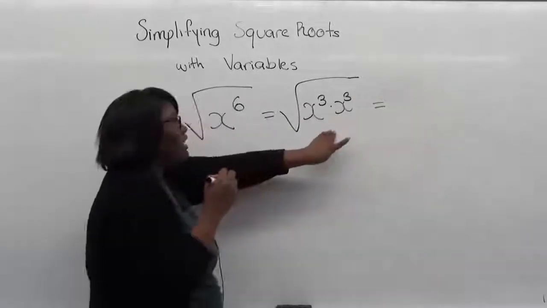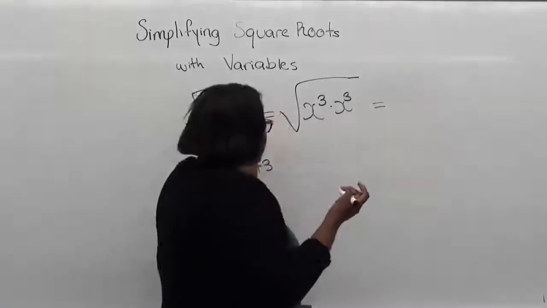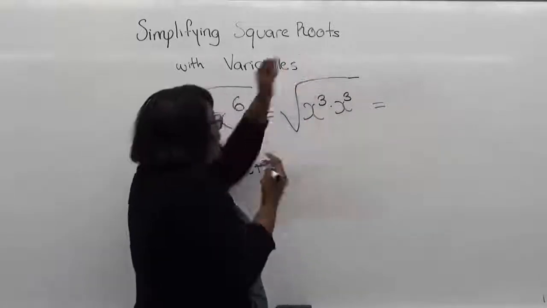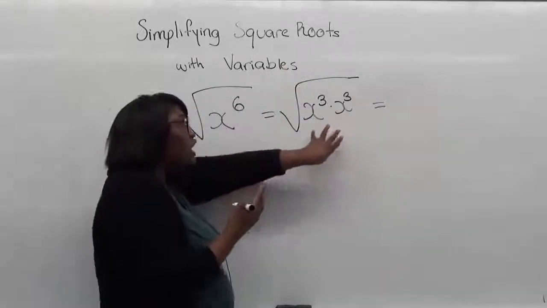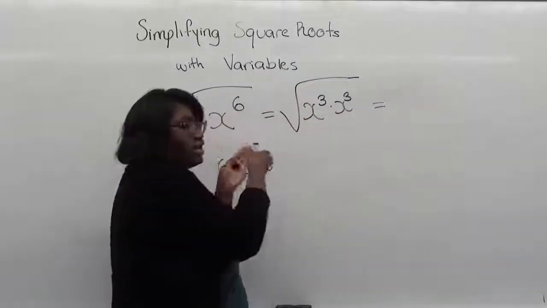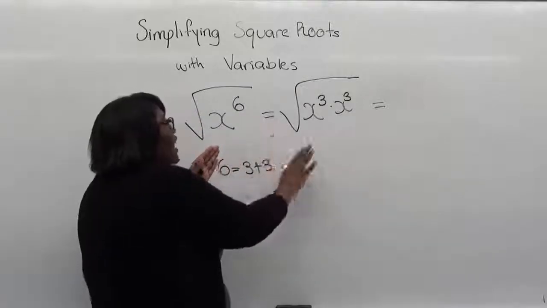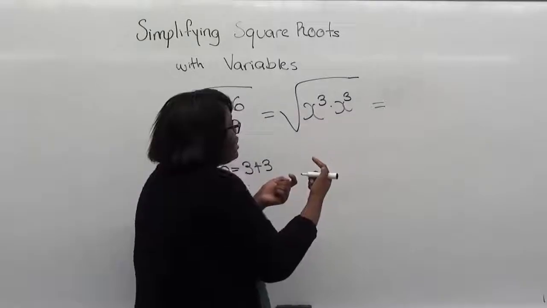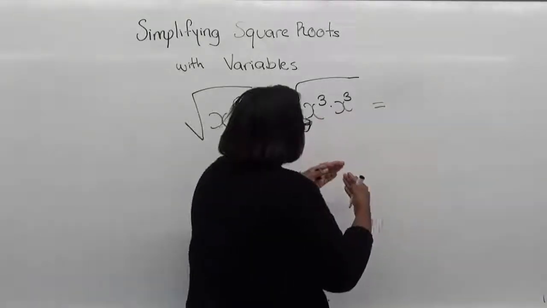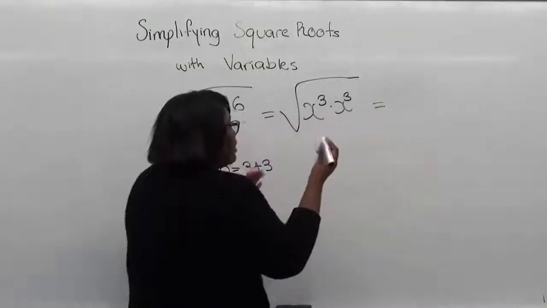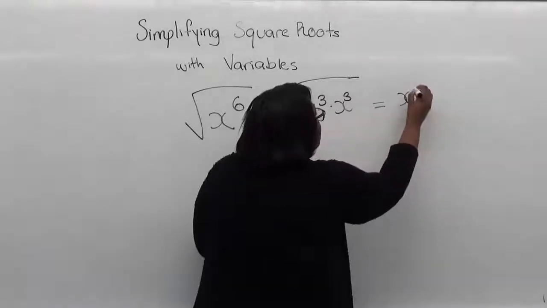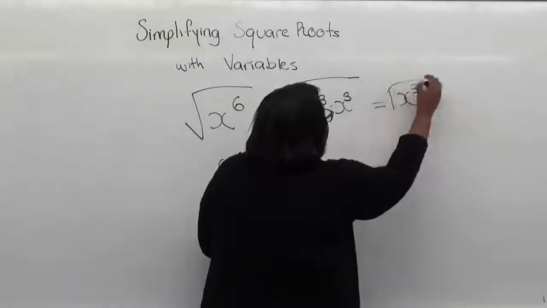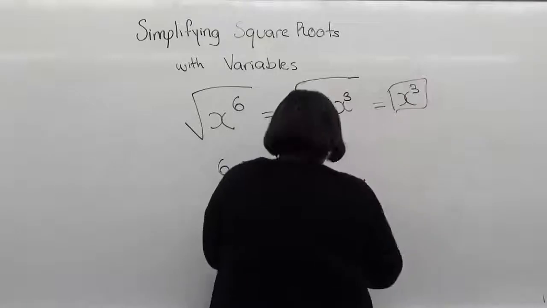So to simplify this and to get the square root of x to the 6, we know that whenever we have the same term under the radical in pair, the final answer is just the term itself. So the square root of x to the third times x to the third will give us a final answer of x to the third. And that's our final answer.